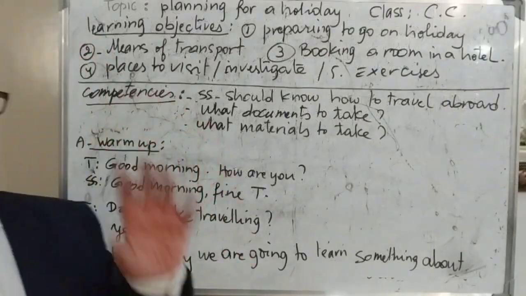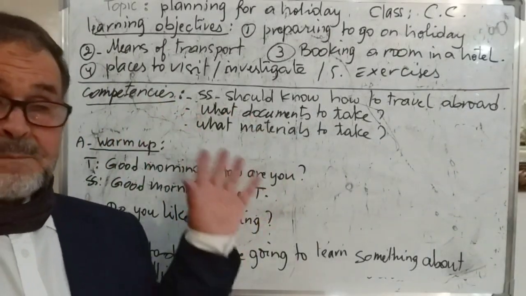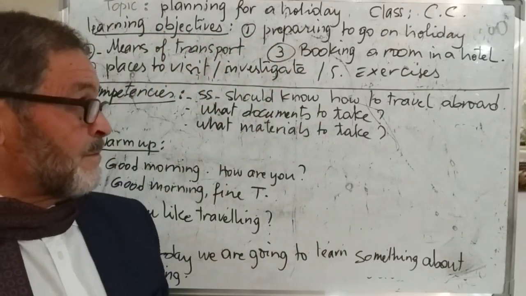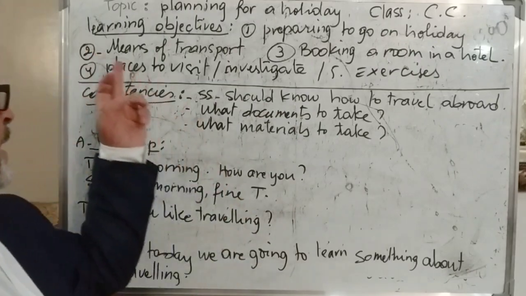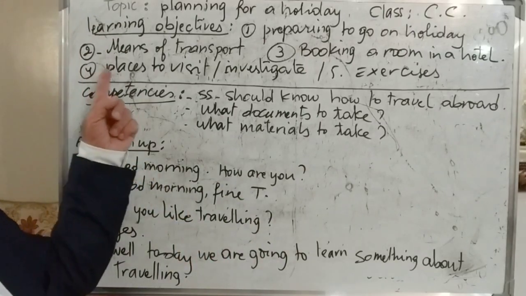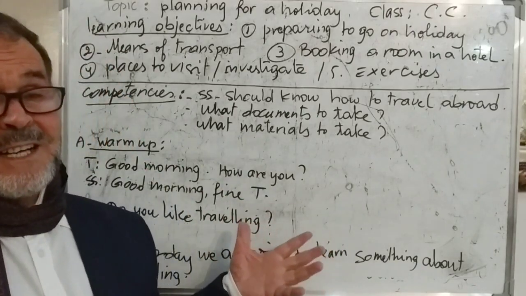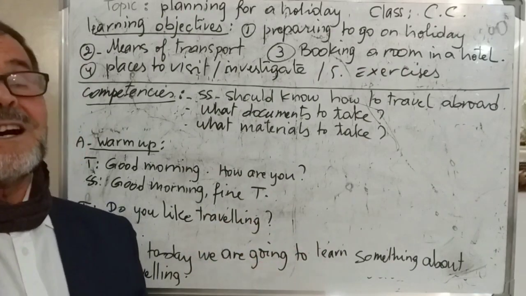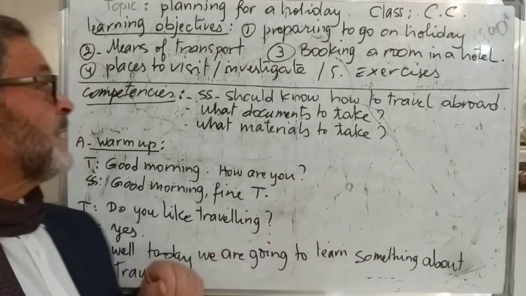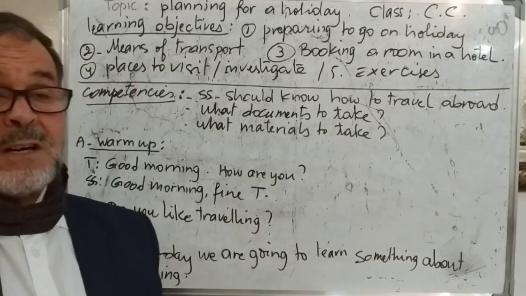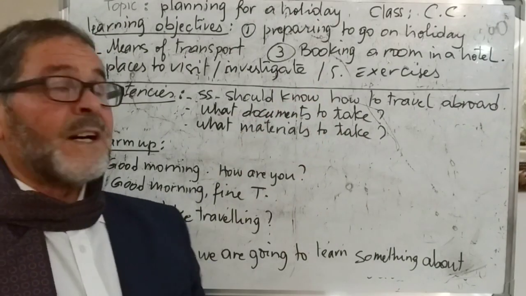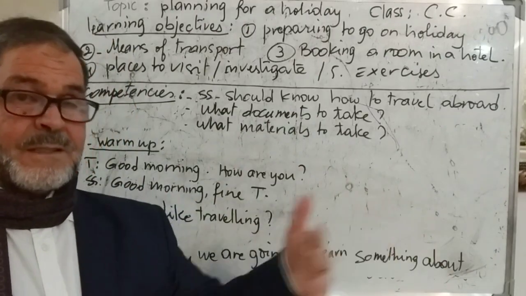So this is the beginning of the lesson. So this is the plan, the lesson plan. Now we have the topic, planning for holiday, the class, Common Core, and learning objectives. First, preparing to go on holiday. Number 2, means of transport. We are going to discuss with students means of transport, how to travel. And number 3, booking a room in a hotel. Number 4, places to visit or investigate. So they should know, investigate places. And number 5, exercises at the end as post-reading.